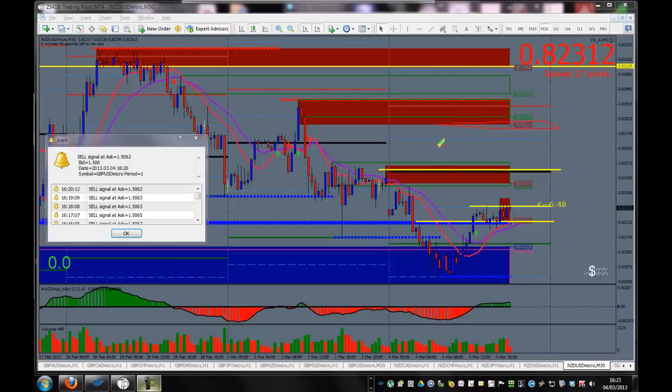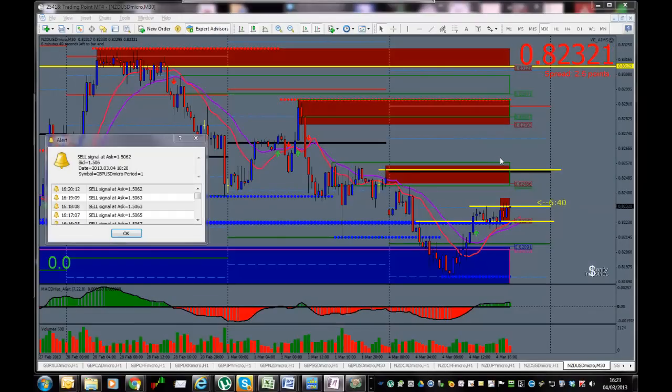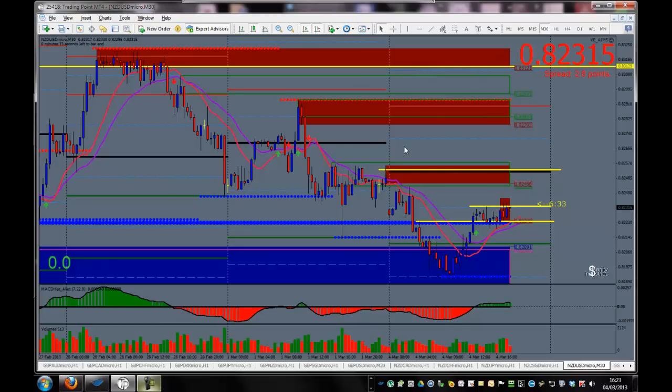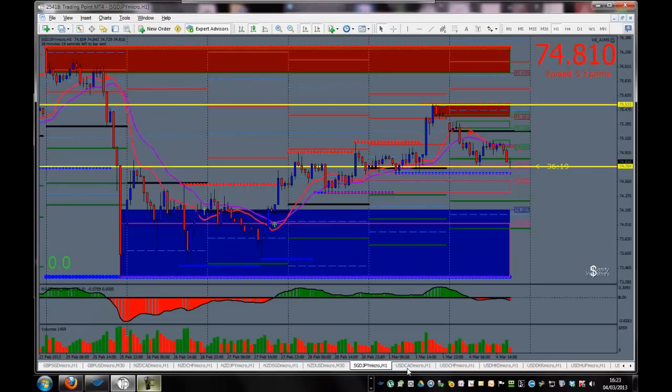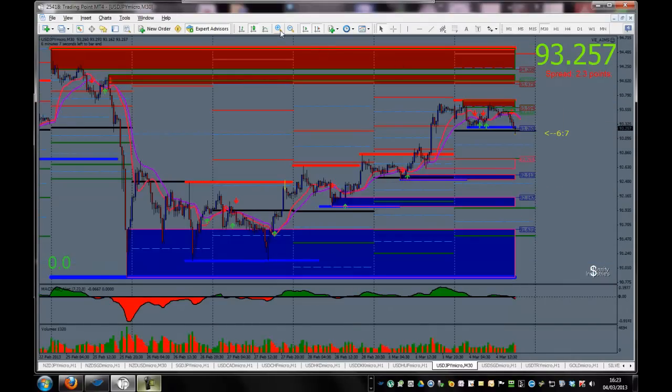Okay, so it's your choice. You could enter on a 50% entry, that's one possible strategy, or wait for the break of this area over here before you enter on the 30 minutes. Okay, so that's New Zealand dollar, US dollar. Let's move along. Let's take a look at US dollar JPY. Okay, we're going to take a look at the 30 minute. Okay, this is shaping up better.